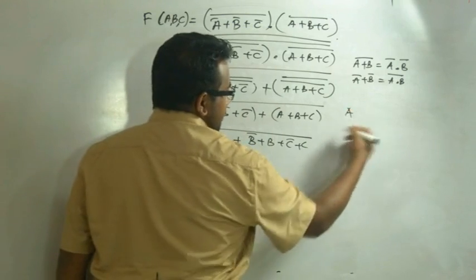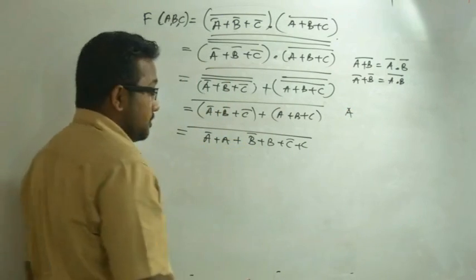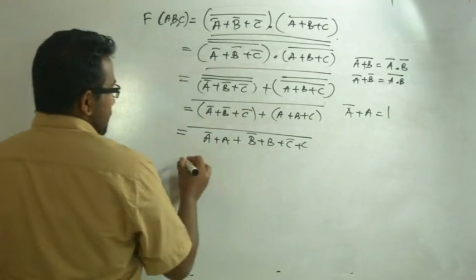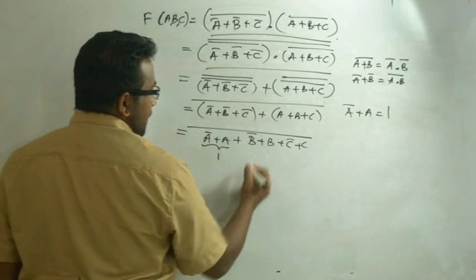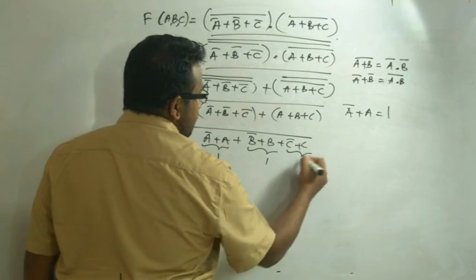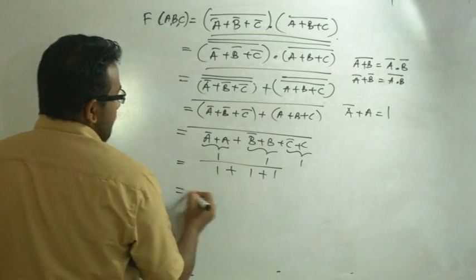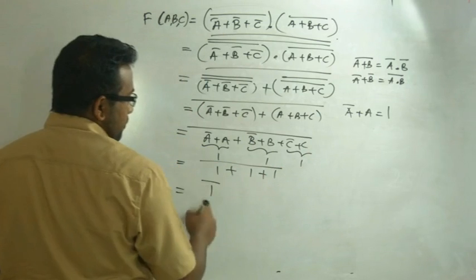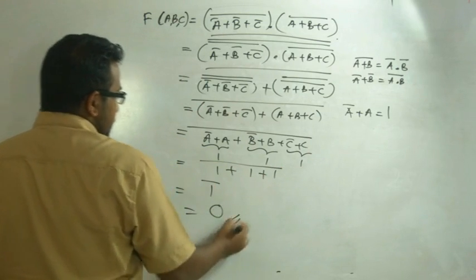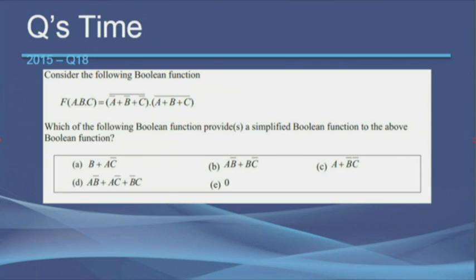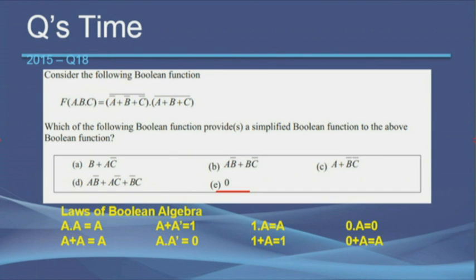There is another algebraic law that you know, that A bar plus A equals 1. So this will give you 1, this will give you 1, this will give you 1: 1 plus 1 plus 1, and you know 1 plus anything becomes 1. 1 bar means 0. So this function will give you 0. So the answer is 0.